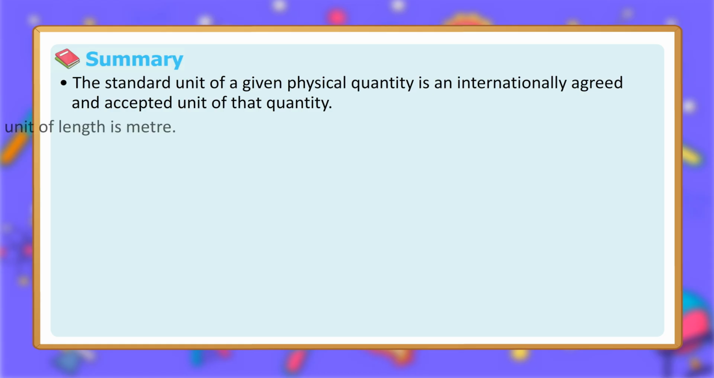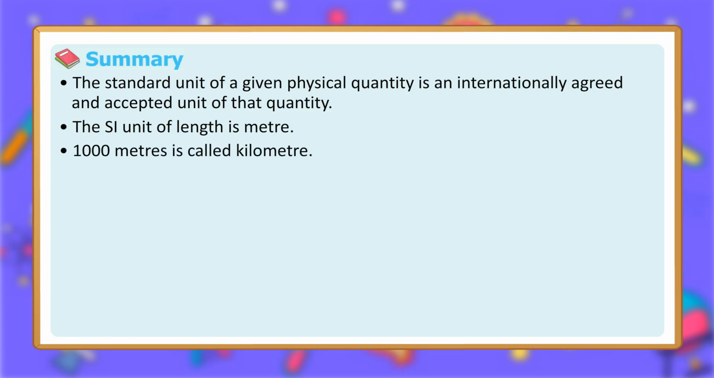Summary: The standard unit of a given physical quantity is an internationally agreed and accepted unit of that quantity. The SI unit of length is meter. 1000 meters is called kilometer.